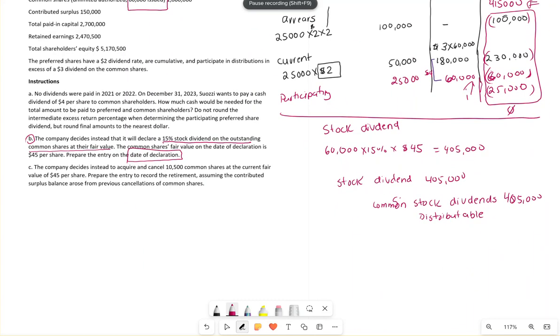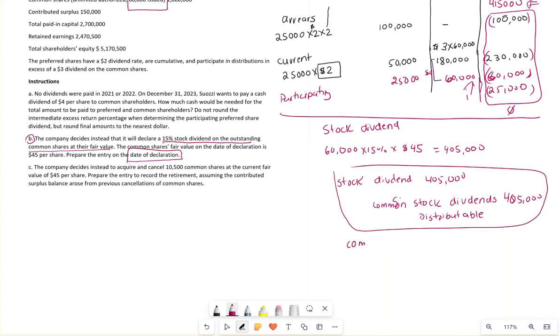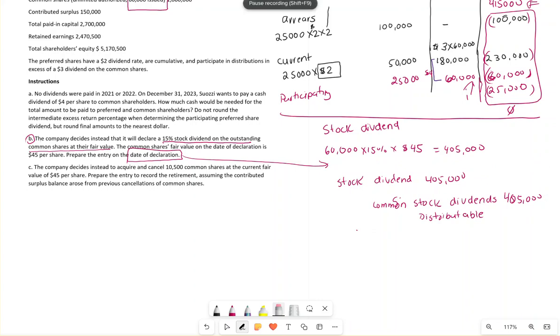If they say that we paid them too, then you have to do another entry. If this is only at the time you declare, in this case we only have one entry because they just said at the time they declare a dividend, there's only one entry. If they were to pay that dividend in the common stock, then you have to debit the common stock dividend distributable, and credit will be your common shares.